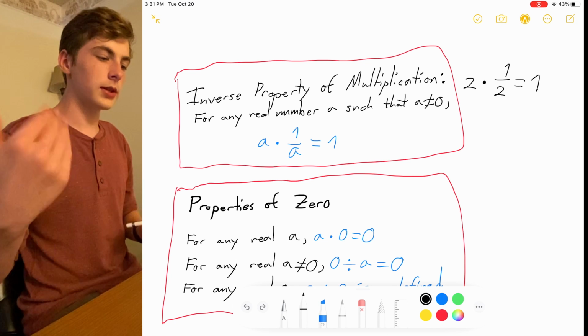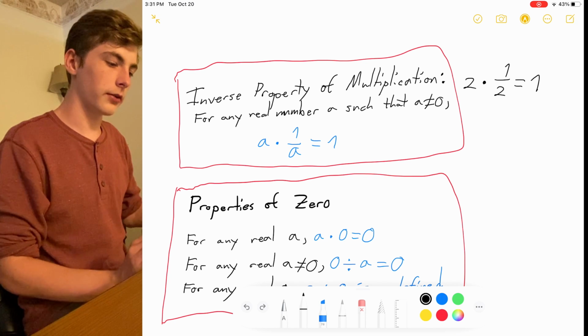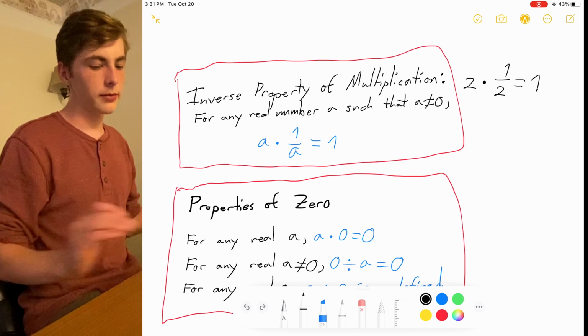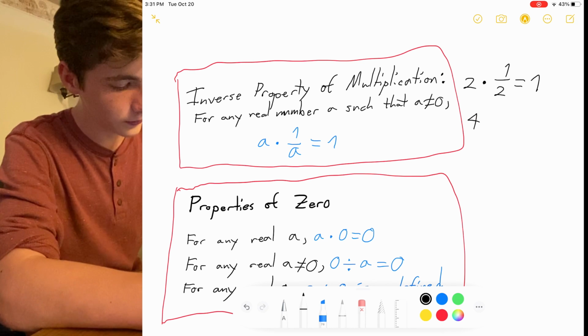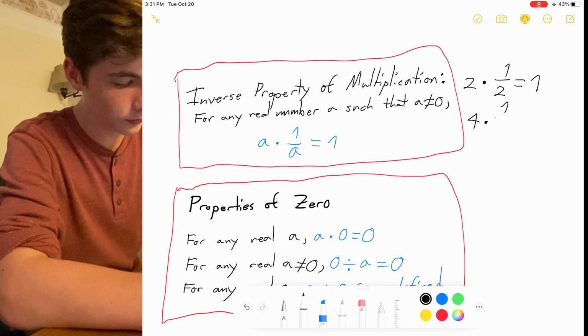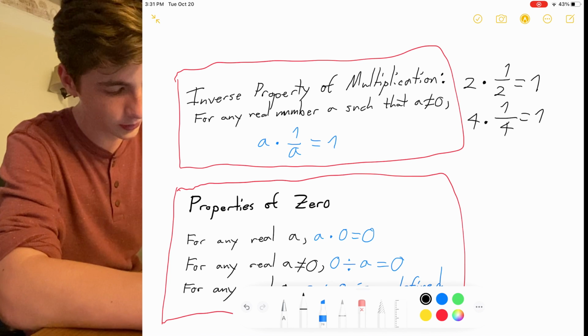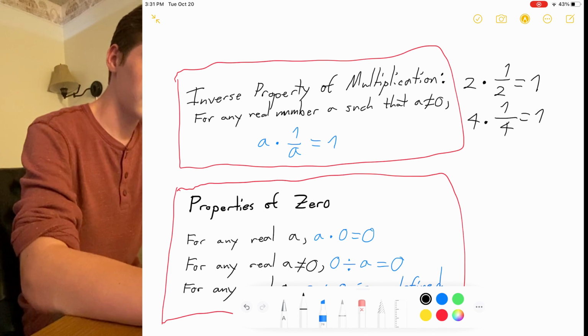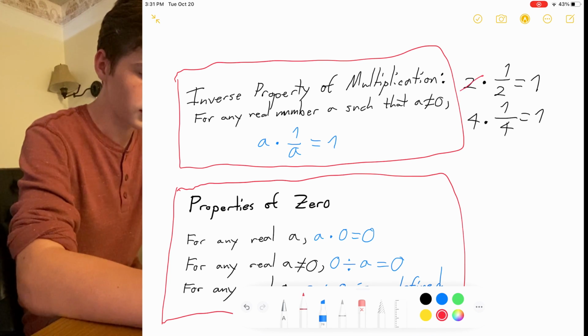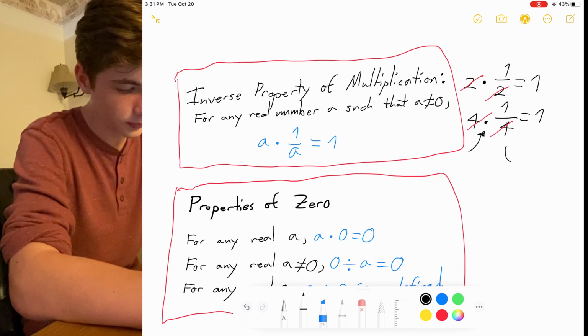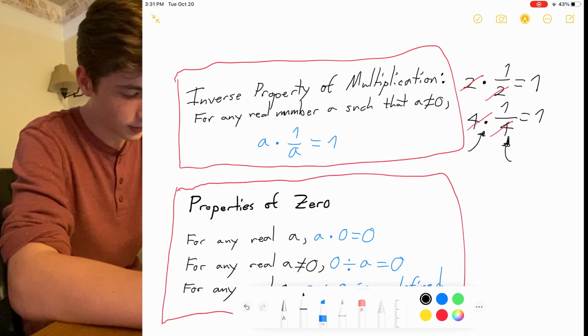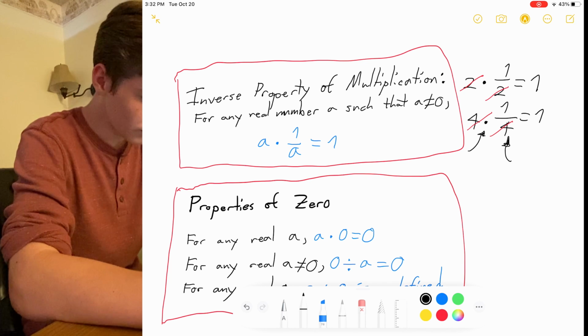So it turns out the reciprocal of a number is the multiplicative inverse of that number. And all that means is that when you multiply it, it'll equal 1. So if you take the reciprocal of 4, which is 1 over 4, and multiply, you're going to get 1. You can think of it like they're canceling each other out, because you're doing a multiplication here, and then you're dividing here.